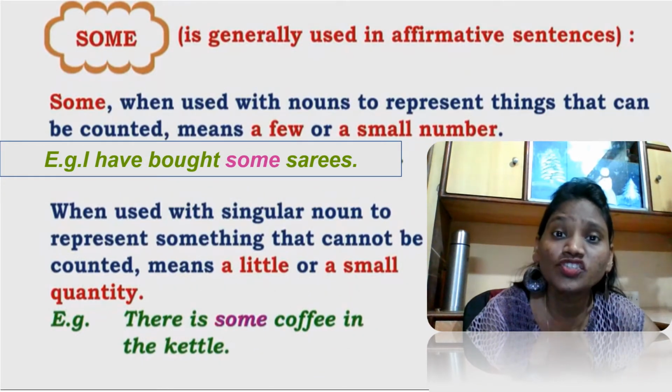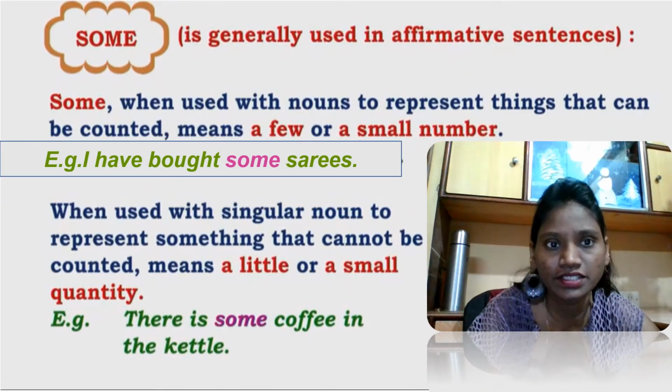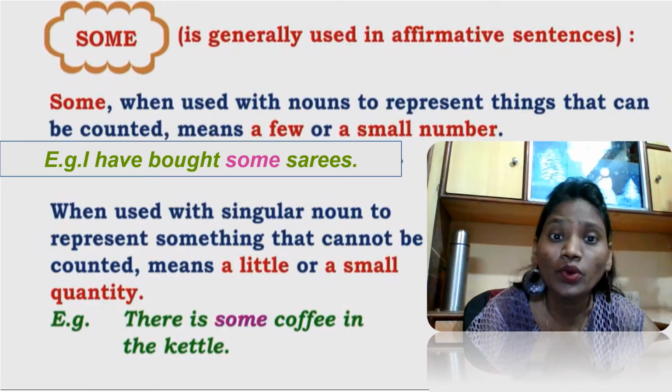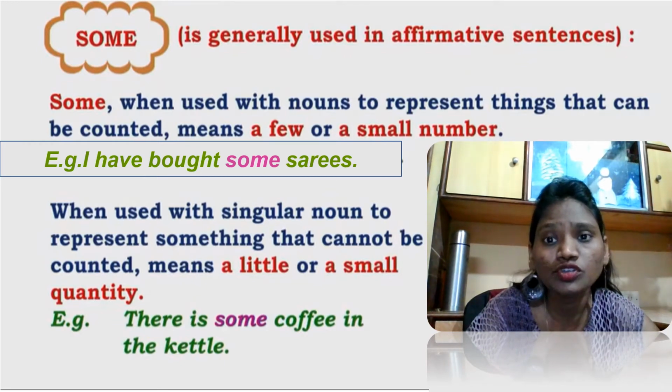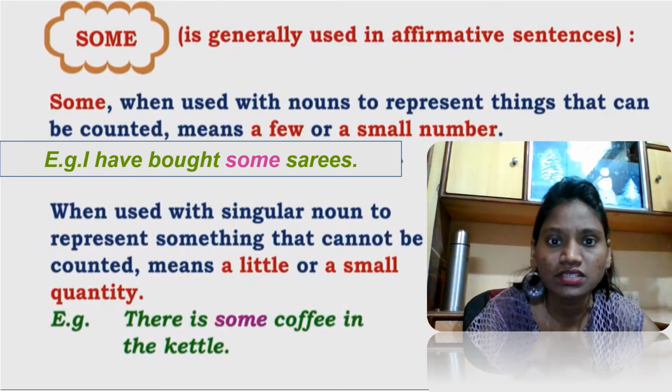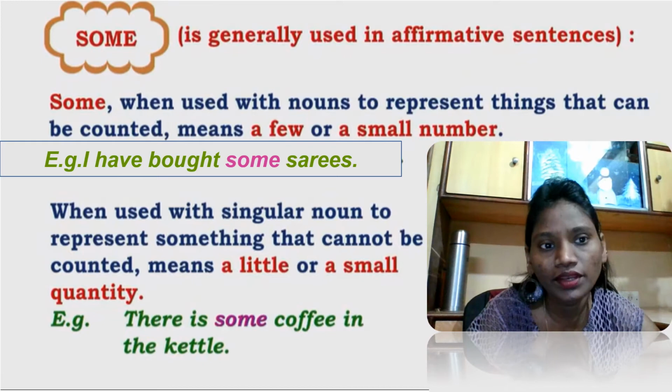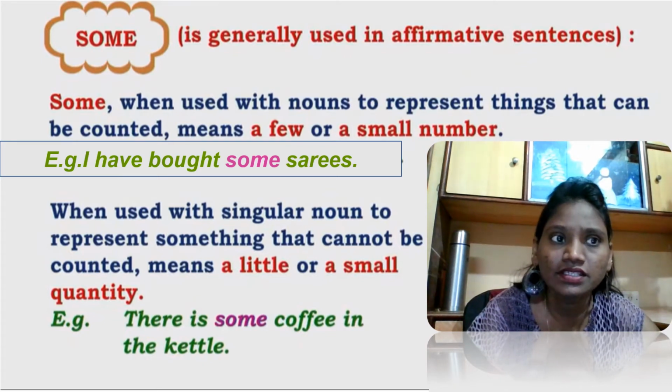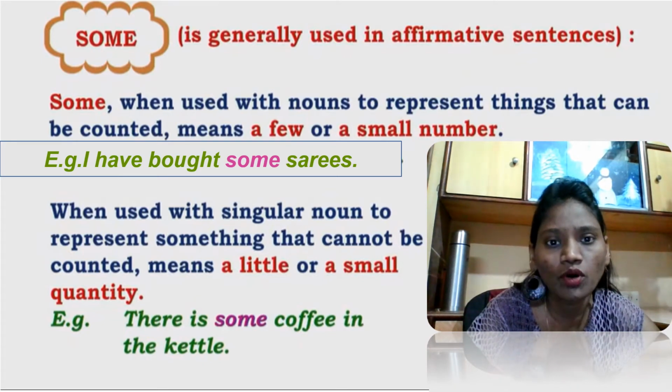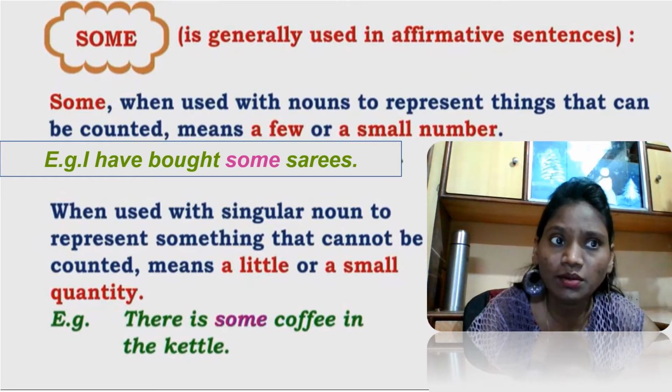Some is generally used in affirmative sentences. Some, when used with nouns to represent things that can be counted, means a few or a small number. Let's take an example. I have bought some saris. Some is countable over here.